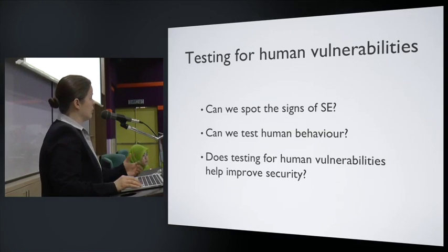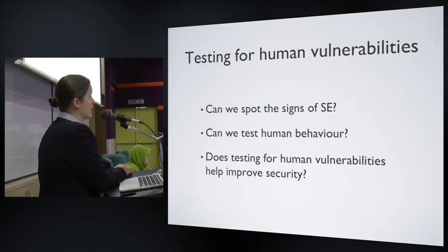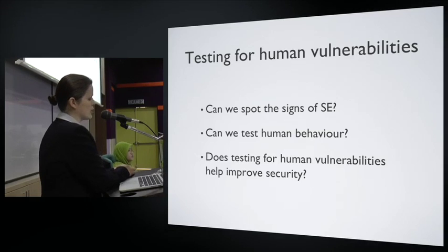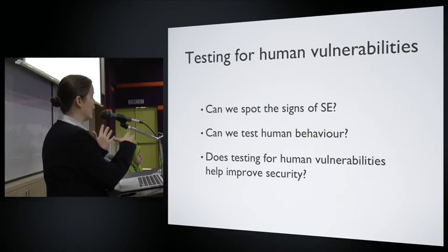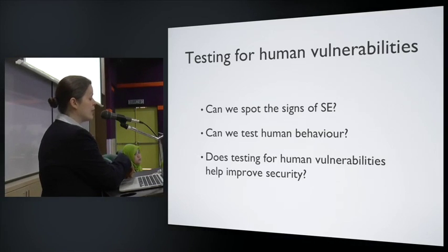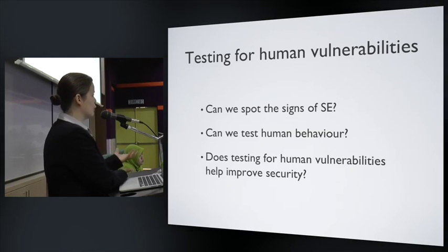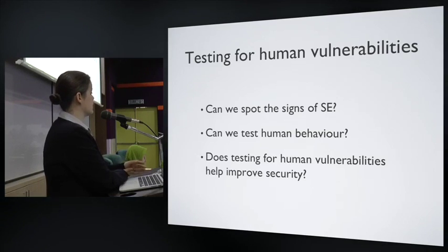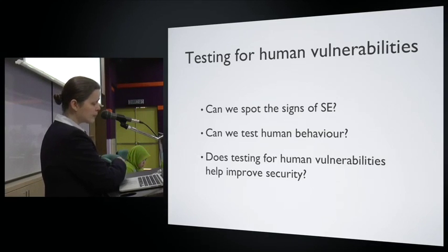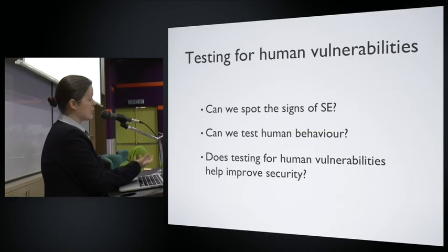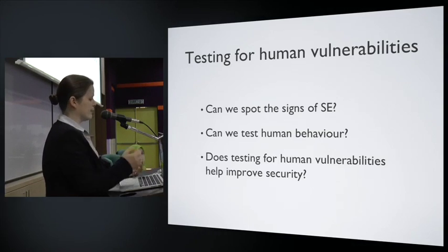So, looking at awareness raising and testing for human vulnerabilities, the main questions are: can we spot signs of social engineering? Is it easy to spot social engineering? Is there any theory, any guidelines that we can take in order to say, okay, if you follow these instructions, you will definitely be okay? At the same time, can we test human behavior in an ethical manner? Because obviously, testing human behavior involves humans, and therefore there are a lot more difficulties than testing machines, servers, and so on. So you have to take into account the ethical aspects a lot more. And even if we test human behavior, even if we have awareness raising, the most important question is, will it help to improve security?